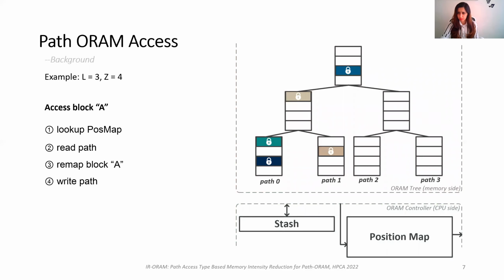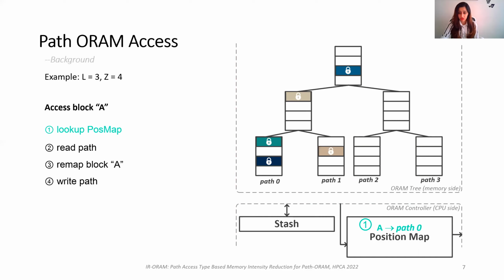Let's see how the block access works in Path-ORAM through an example. Consider a tree with 3 levels and 4 slots per bucket. We want to access block A. The first step is to look up the position map on the CPU side to see which path block A is mapped to. Here it says path 0.